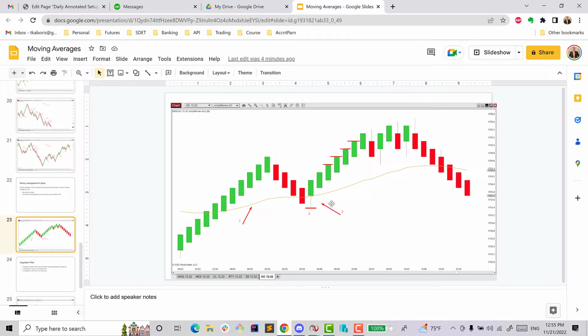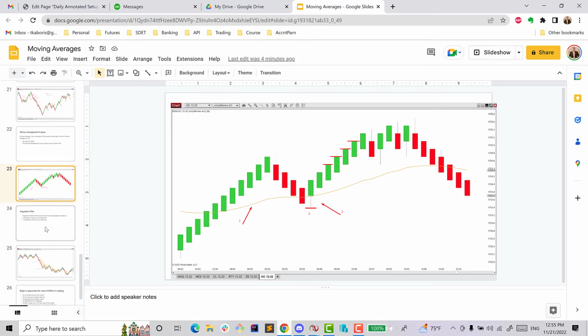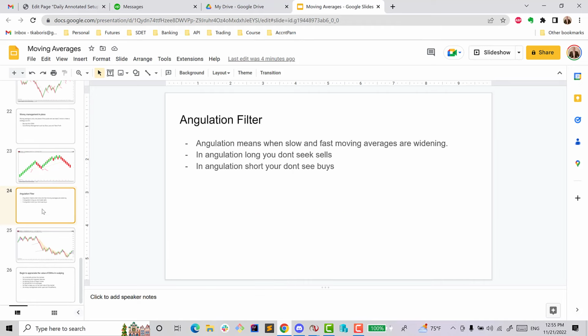But what I wanted to show you is that Ninja and trading with EMAs makes the whole strategy in itself. And one last benefit that trading EMA can teach us is that it provides an angulation filter. Angulation means when slow and fast moving averages are widening. In angulation long you don't seek sells, in angulation short you don't seek buys.